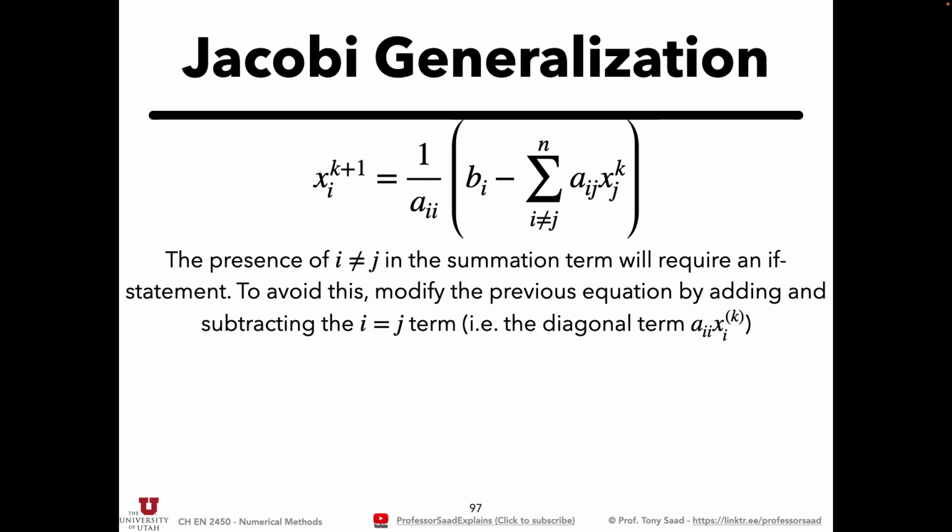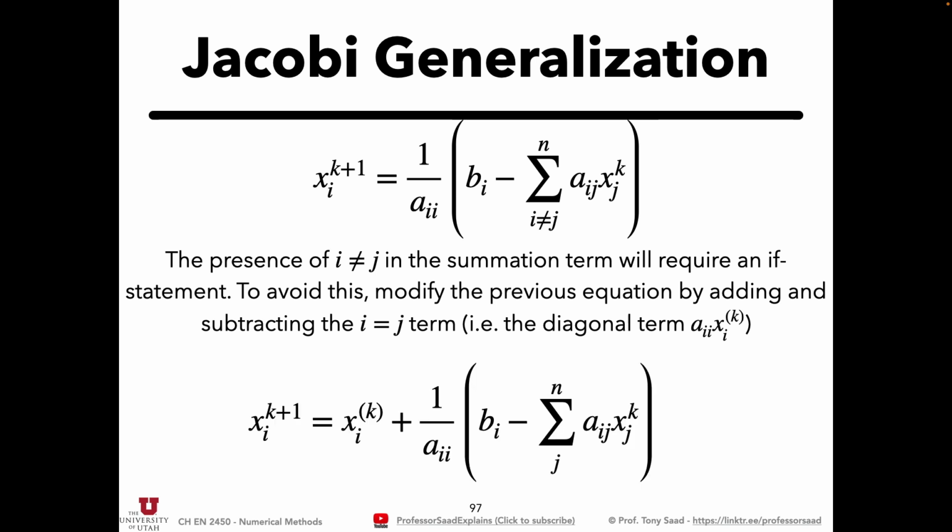We modify this equation by adding and subtracting the i term. I keep this summation as if it's the full product, so I add an a_ii x_j and subtract it at the same time. When you subtract it, a_ii over a_ii becomes 1, so you inherit an x_i over here. This summation doesn't have an i equal j. Mathematically, these are identical. Numerically, they're very identical. There might be some round off, but it's insignificant.